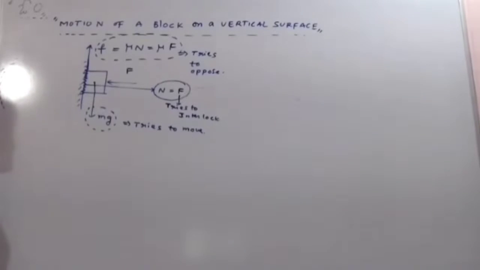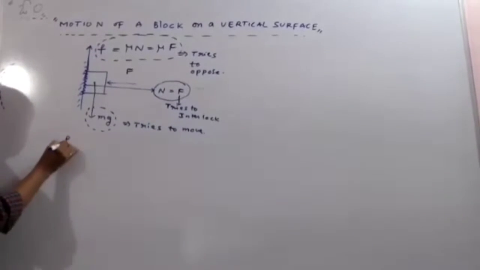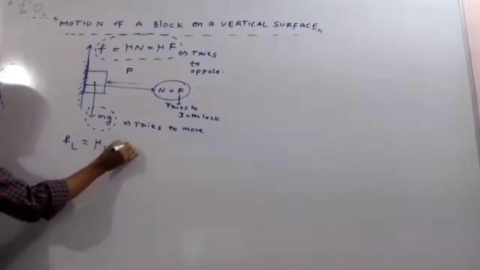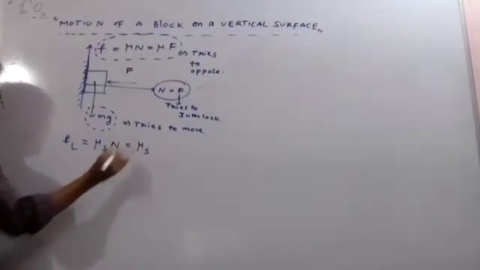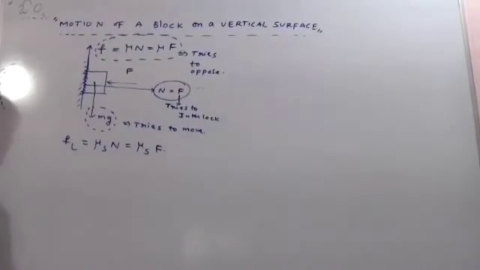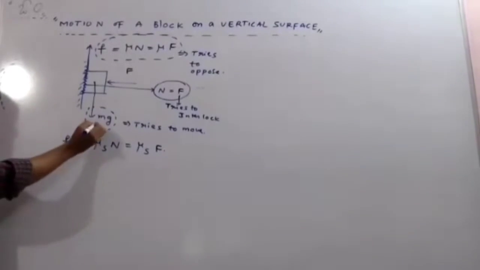But a number of cases is not required. 3 to 4 cases are enough here. Case 1. Before discussing the cases, what do we have to find first? Limiting friction. What is limiting friction? Mu s into N, mu s into N means F. Which tries to move? Mg tries to move.